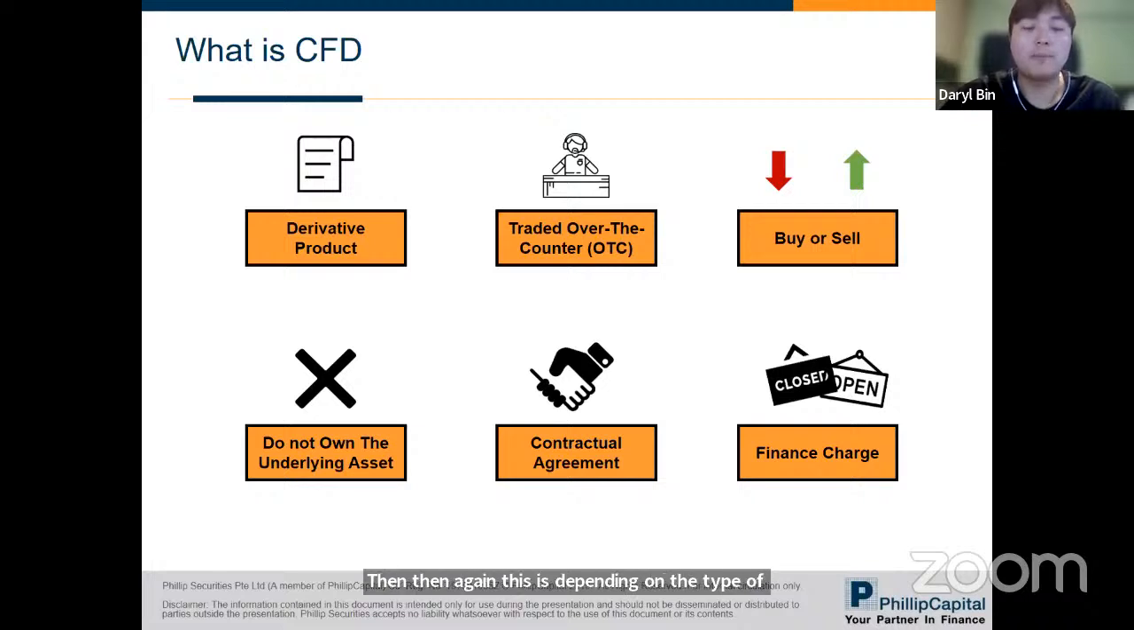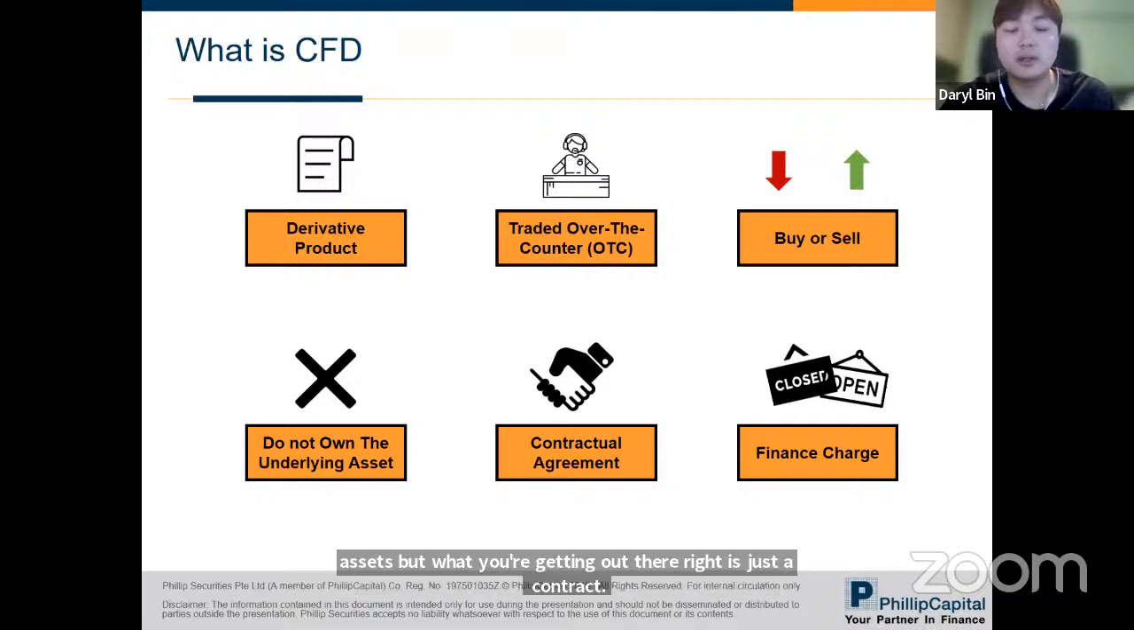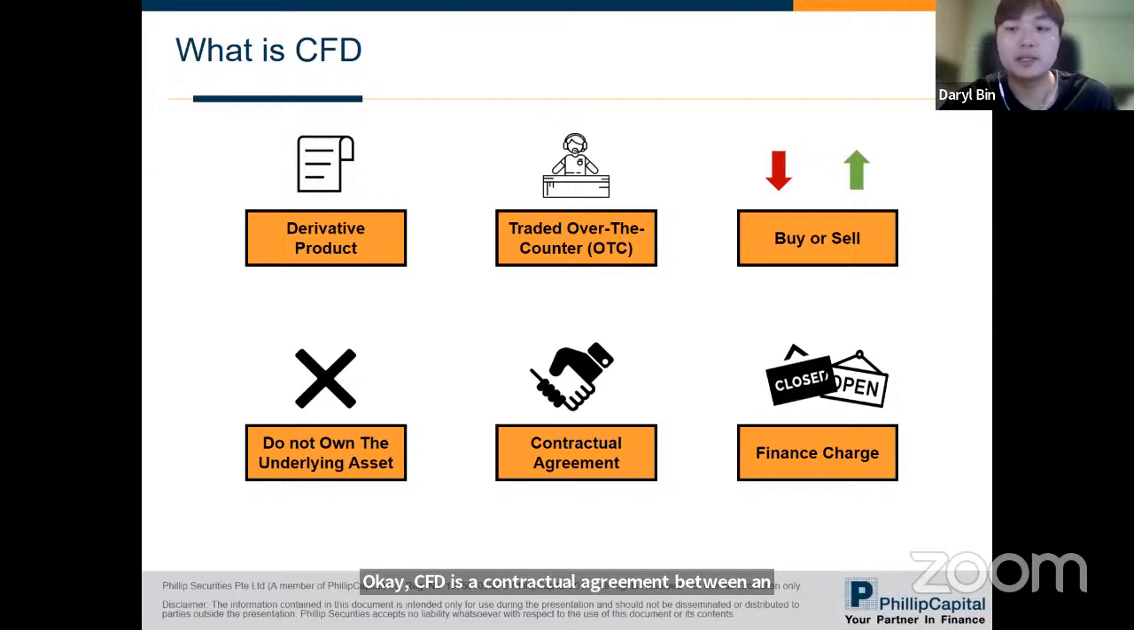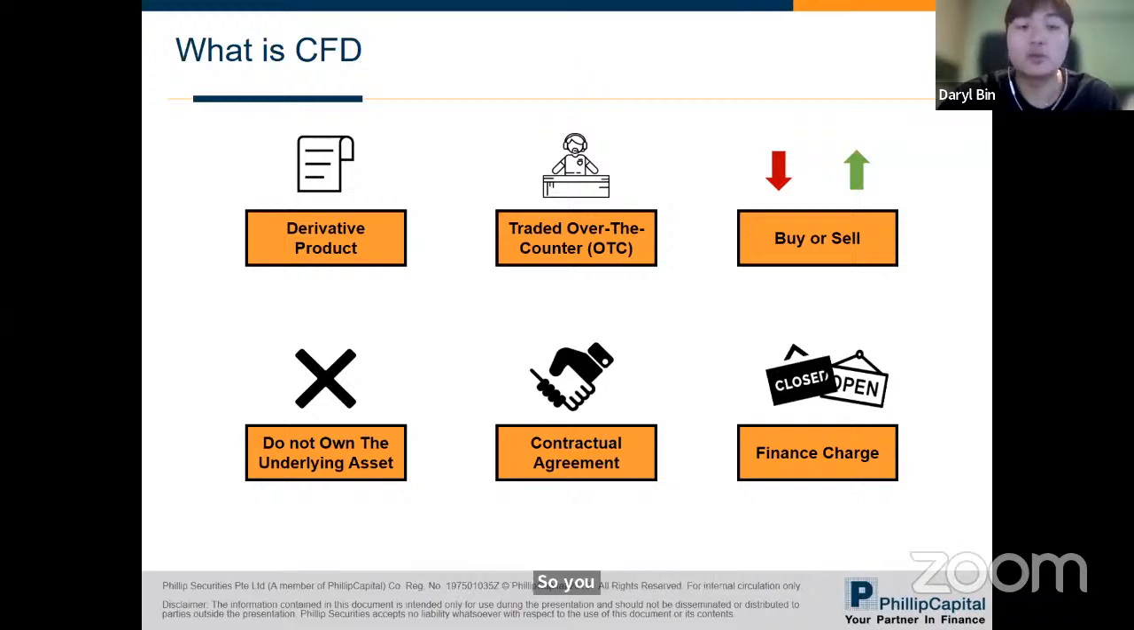When you hold or when you long one stock contract, you do not own the underlying assets, but what you're getting is just a contract. CFD is a contractual agreement between an investor and a CFD broker to exchange the difference in the value of a financial product between the contract opening and the contract closing. Do note that different country equities have different market hours. So if you hold past the opening hours, then there will be a financing charge, which you will find out more about later.